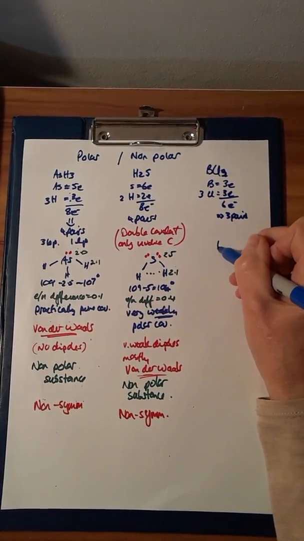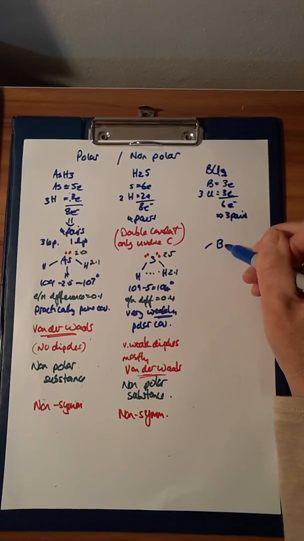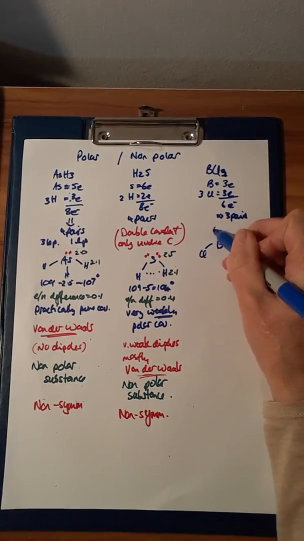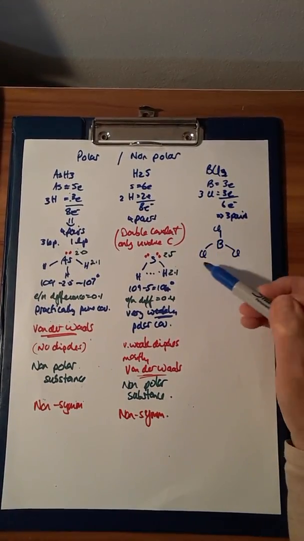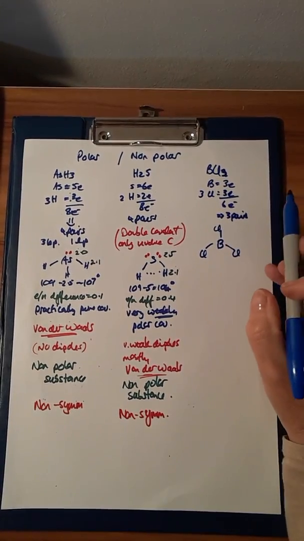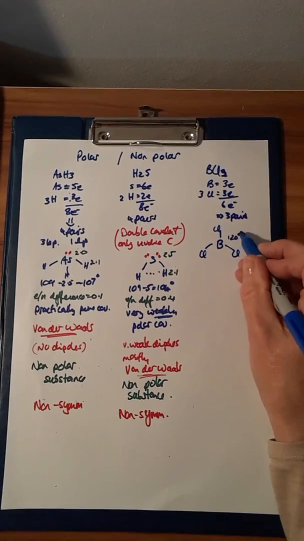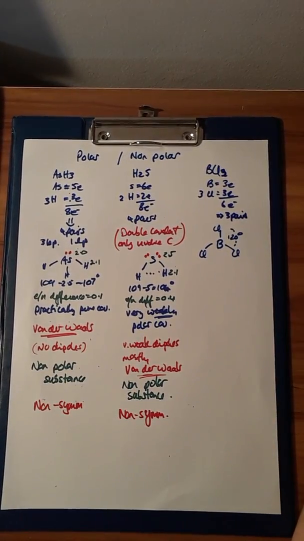So boron is going to be the central atom, surrounded by 3 chlorines. And of course there are no lone pairs, so each bond pair will be pushed with the same repulsion. So our bond angle here is 120 degrees. Okay, so that's my boron trichloride.